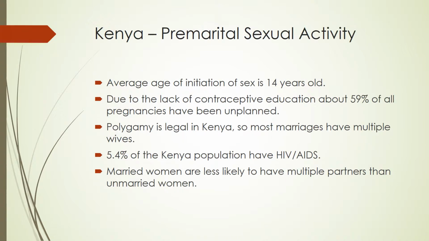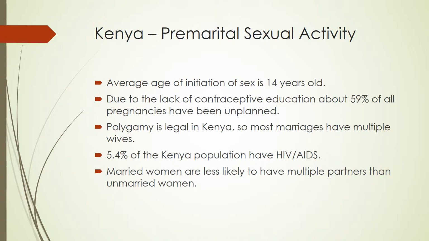The average age of initiation of sex is 14 years old. This young age increases the prevalence of sexually transmitted infections, unplanned pregnancies, and dropping out of school. Due to the lack of contraceptive education, about 59% of all pregnancies have been unplanned. Also, due to the lack of this education, there are high HIV rates.